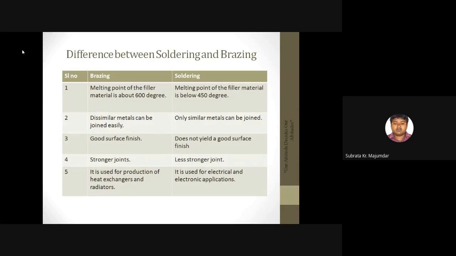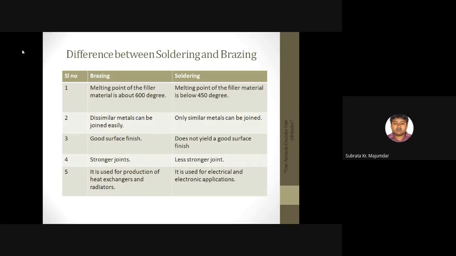If we compare soldering and brazing, brazing can give us a much better quality surface finish as compared to soldering. And fourth, due to the high temperature joining, brazing can give a stronger joint as compared to soldering. If we compare soldering and brazing, soldering has a lower joining temperature, as a result it provides a less strong joint.